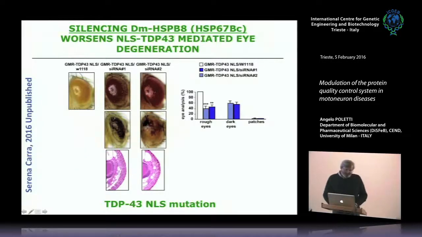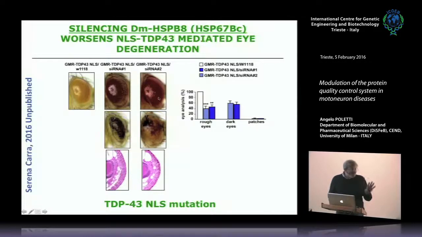If you silence the HSPB8 ortholog in the fly, you worsen the phenotype. So you have an increase in the damage at the eye level.